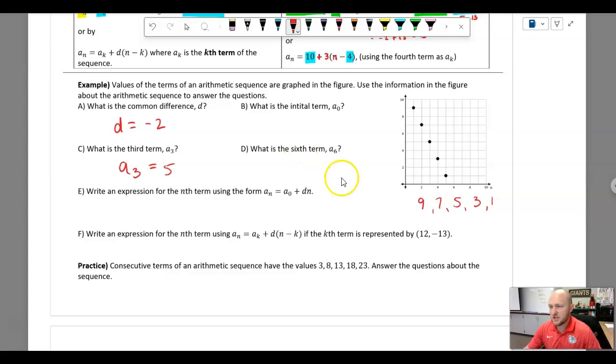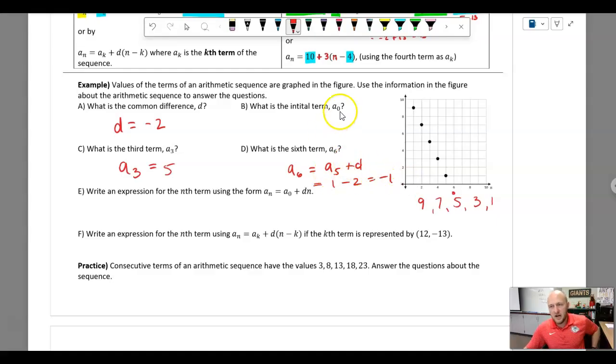And we can kind of do some predicting here. What's going to be the sixth term? So my fifth term is 1, and I'm subtracting 2. So then my sixth term is going to be negative 1. a sub 6 will be a sub 5 plus whatever that common difference is. So I add 1 minus 2 gives us negative 1. And you don't have to show this math. On these simple ones, you can just produce it.